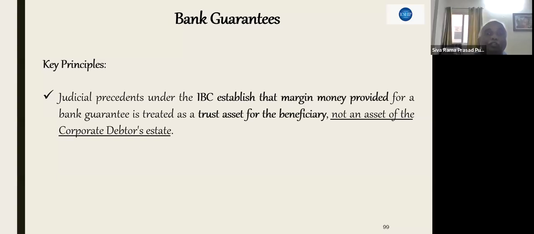Okay. So, judicial precedents that IBC established: margin money. I told about margin. What is a margin? Suppose a 100 crores bank guarantee is requested by the ABC company. For 100 crores, the bank will take 75 crores in land or building, and 25 crores as cash margin. Cash margin means the fixed deposit. That margin, whatever the margin is there, you should not take.